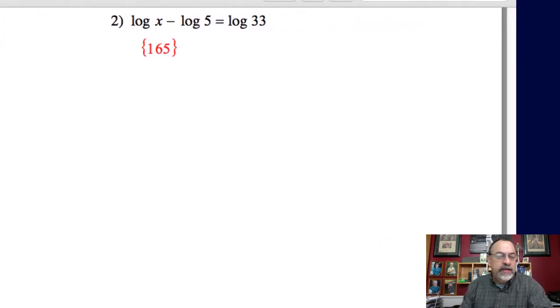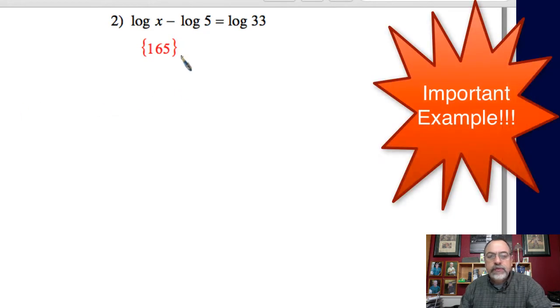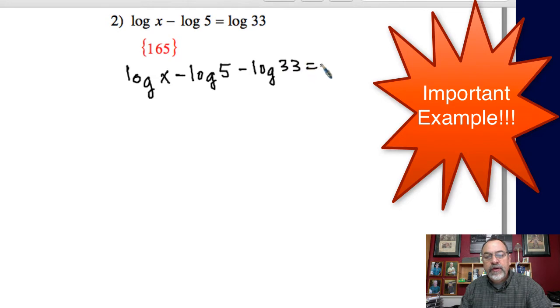Okay, so looking at number 2 here then, again, I have 3 logarithms, 2 are on this side, 1 is on this side, and again, I have to get this down to a single logarithm using properties of logarithms, and the only way to do that is if all the logarithms are on one side. So I'm going to have to move this logarithm over to this side as step number 1. So we're going to do log of x minus log of 5, and then we're going to subtract that from both sides. Log of 33 is equal to 0.